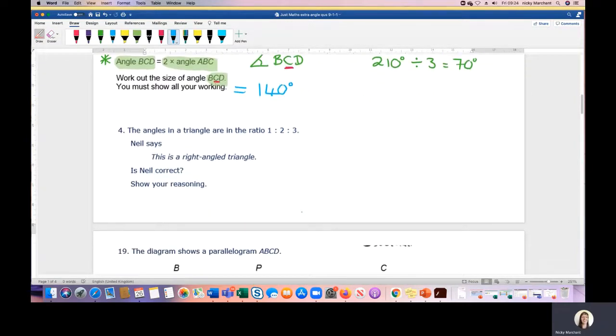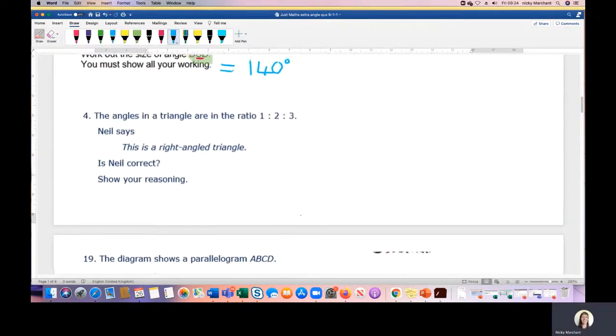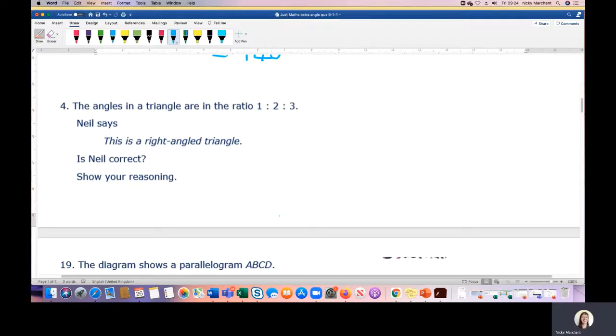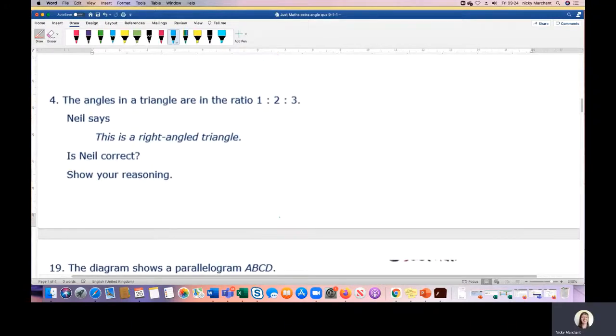Right, this one is quite interesting. Angles in a triangle are in a ratio 1 to 2 to 3. So this might just frighten people, thinking, crikey, a ratio in triangles, that's not fair. Neil says this is a right angle triangle. Is he correct? Show with reasoning. So 1 to 2 to 3.